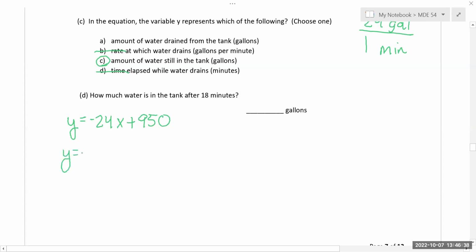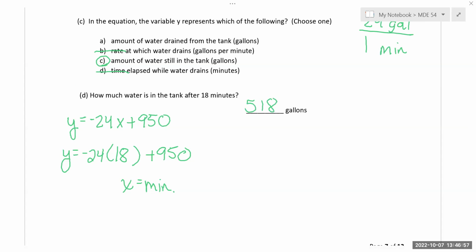So we're asking for how much is left after 18 minutes. Minutes is x. y is the amount left in the tank. So after 18 minutes, that tank still has a good 518 gallons of water in it.